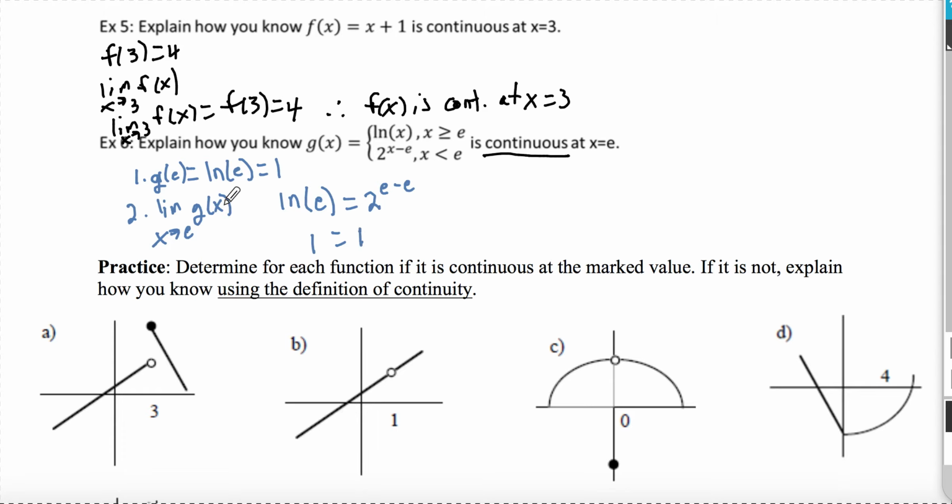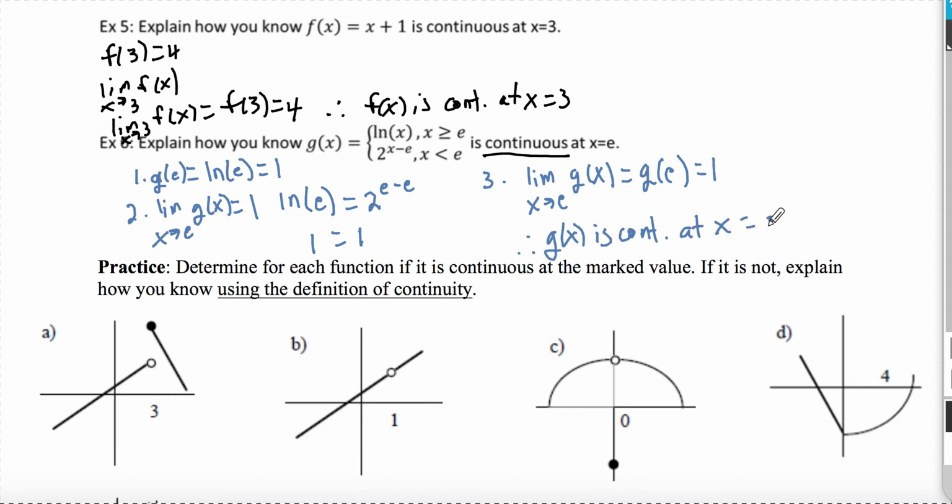All right. So I can come back over here. The limit is 1. And then our final statement here, the limit as x approaches e of g of x equals g of e, which was 1. Therefore, g of x is continuous at x equals e.